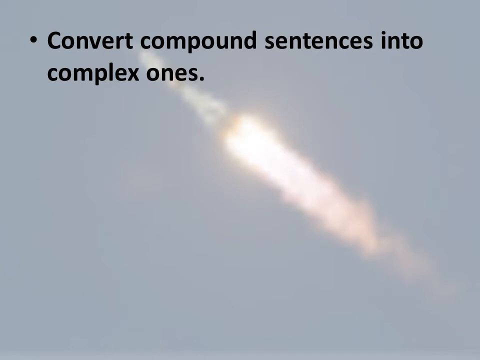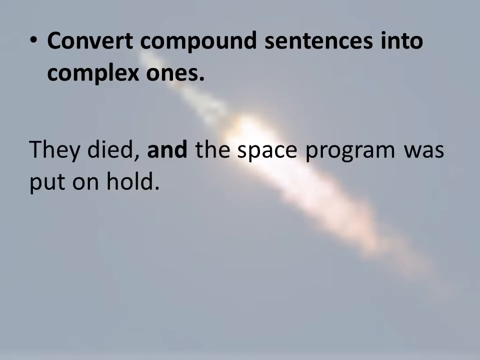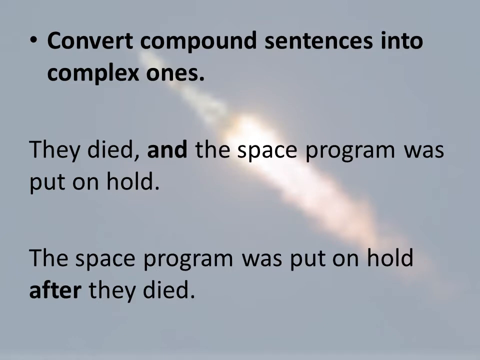You can also convert compound sentences into complex ones if you find that you're writing too many compound sentences. Notice this sentence: They died and the space program was put on hold. You can write that another way and convert it into a complex sentence simply by changing a word and the punctuation: The space program was put on hold after they died. So that's another trick for sentence variety.